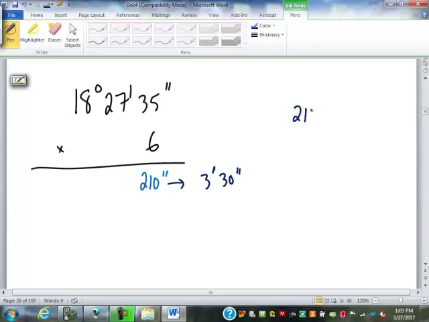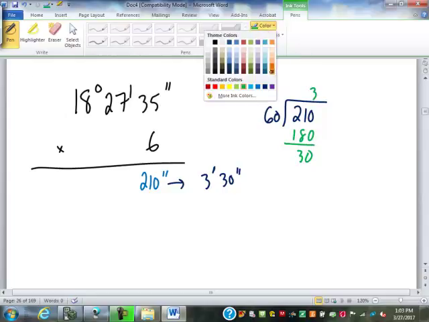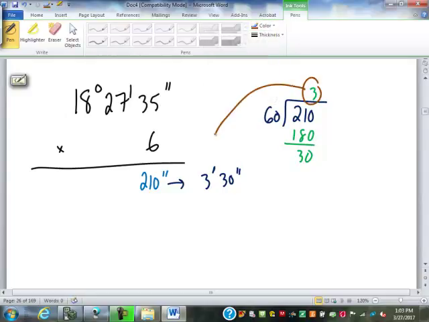Think of it as a division and a remainder. This is the number of whole minutes. The remainder is the number of seconds that are left over. So we keep the 30 seconds, and we're going to carry the 3 minutes.